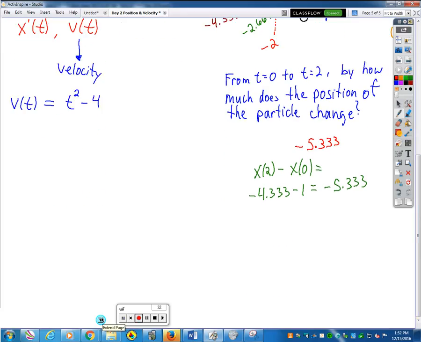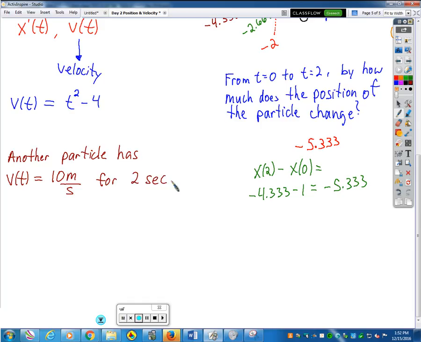Let's write this in your notes, please. Write down these words, please. Another particle has v of t, meaning velocity, equal to 10 meters per second for 2 seconds. So the particle has a velocity of 10 meters per second for a 2-second time period.